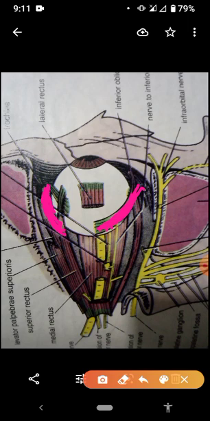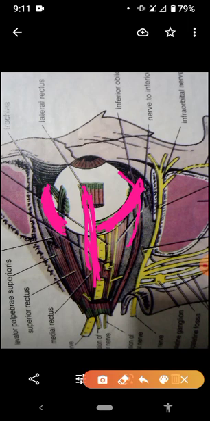If you are talking about the action of the superior, inferior, medial and lateral rectus, their function is very simple. The medial rectus pulls the eyeball medially, lateral rectus pulls the eyeball laterally, superior rectus pulls the eyeball superiorly, and inferior rectus pulls the eyeball inferiorly. It's very simple. But if we are talking about the superior and inferior oblique, their action is to rotate the eyeball. Superior oblique rotates the eyeball superiorly, and inferior oblique rotates the eyeball inferiorly.